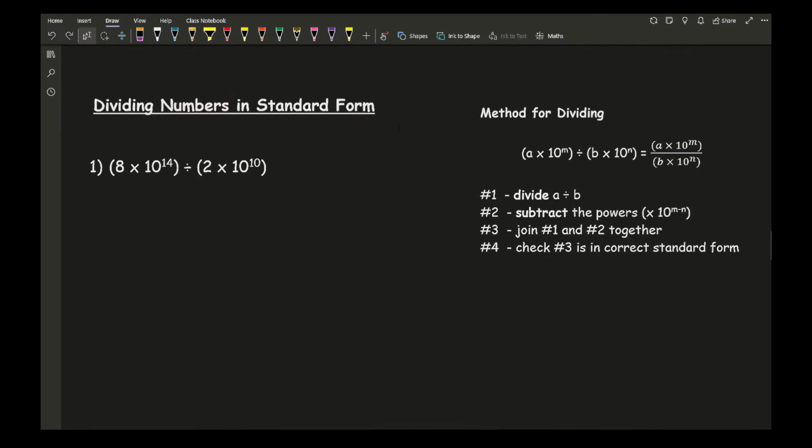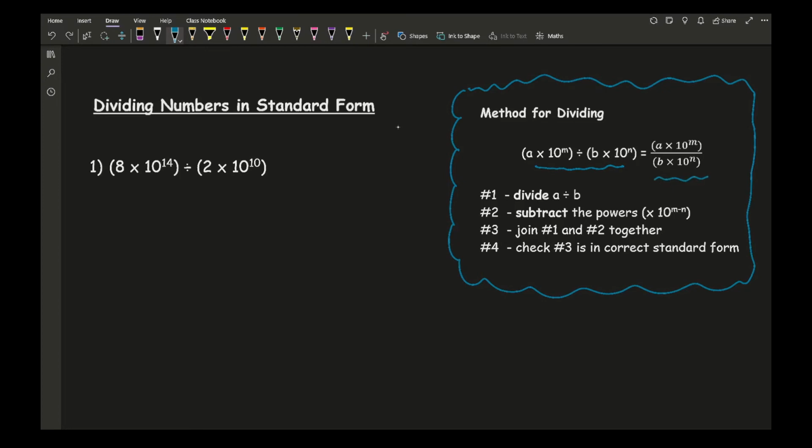Now, when you are dividing in standard form, your question could be written in one of two ways. It could either be written using the division symbol, or it could be written as a fraction. And the key thing to note is that these two things here are exactly the same. Now, there is a bit of a twist with regards to dealing with this, and it kind of combines indices and dividing as we did with multiplying with standard form.